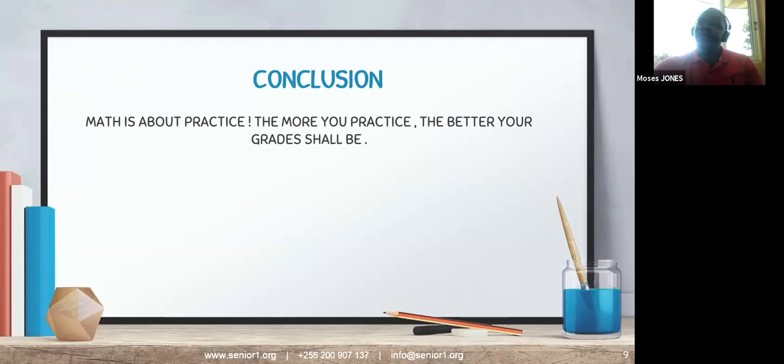Things are going to be done during the term that are going to contribute to their results. In this new curriculum, all the classes are going to contribute to our results of senior four. Yes, which is true.